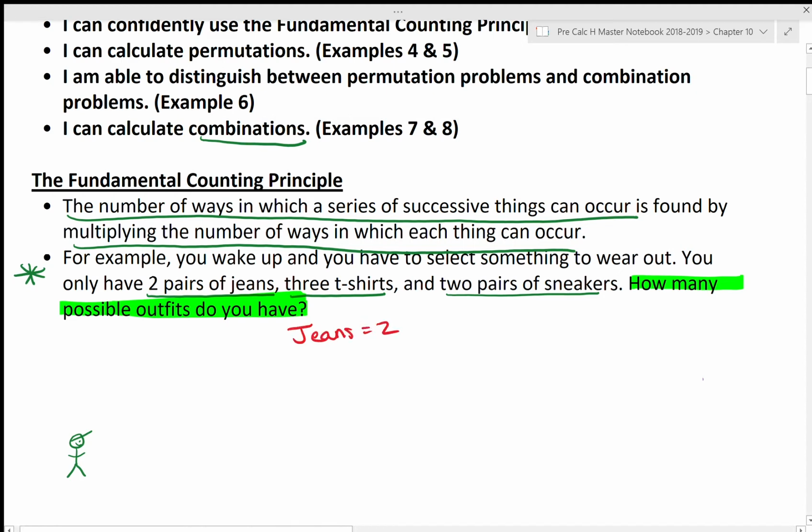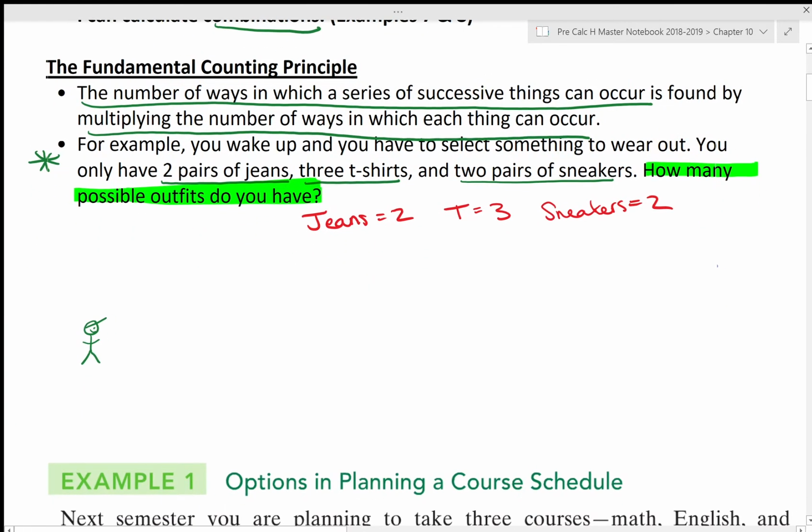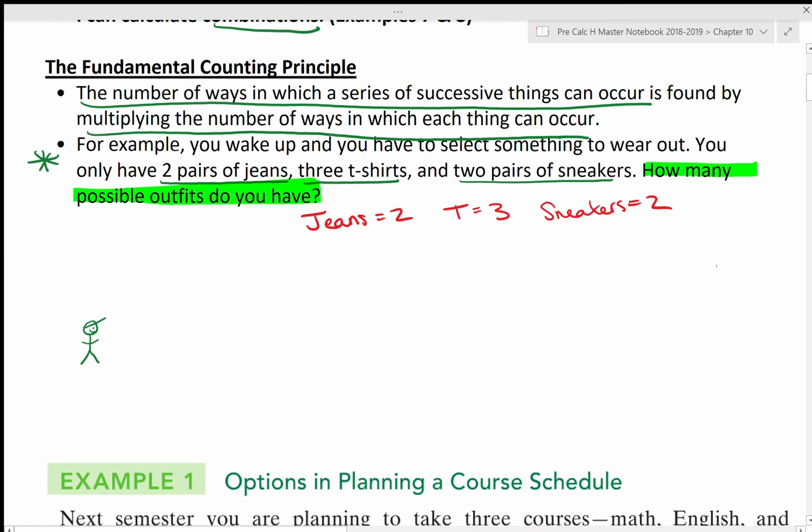All right, so we gotta think for jeans, we'll make jeans a J. We have 2. T-shirts, we have 3. And sneakers, we have 2, right? Now, what you did in elementary school was you made this little tree diagram. So first thing I need to select is jeans, right? So I can have either the first pair of jeans or the second pair of jeans to wear, right?